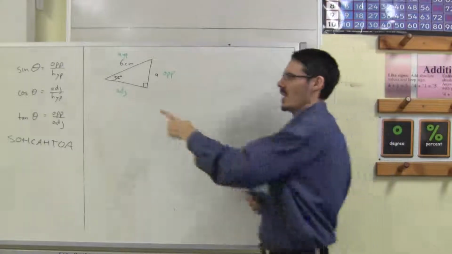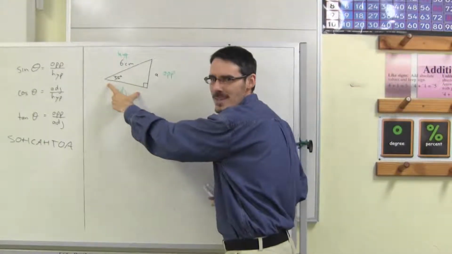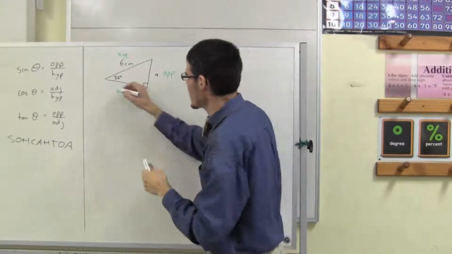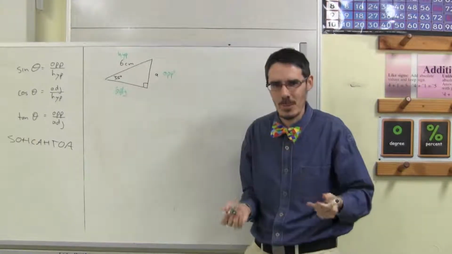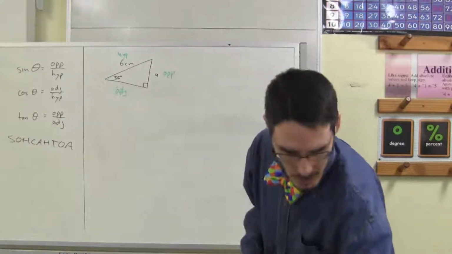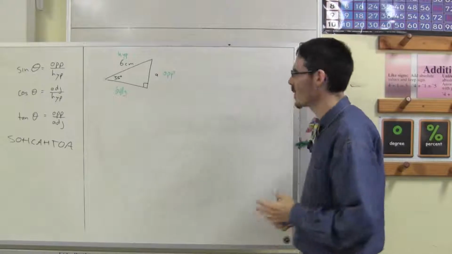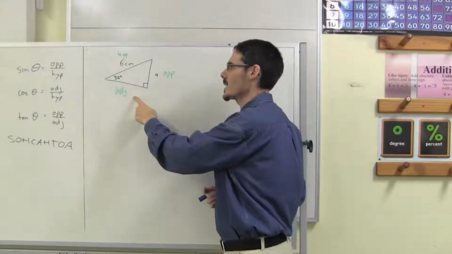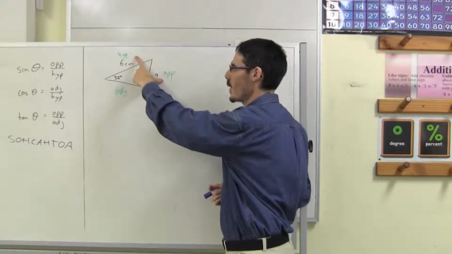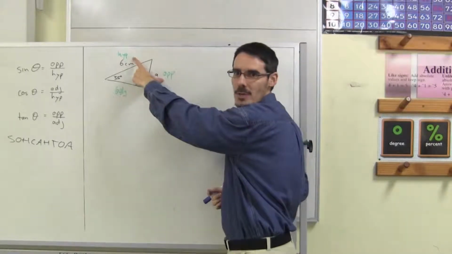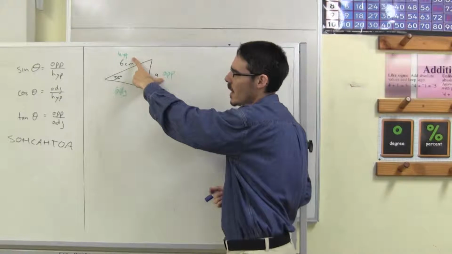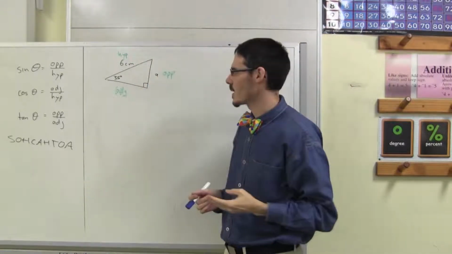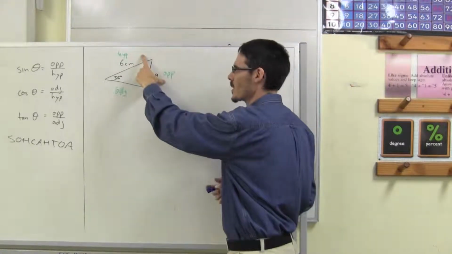But hold on, I don't even care about this side, do I? Just ignore that. It's not important. Look at what we've got left. There are two sides involved. The two sides that are involved are opposite and hypotenuse. Which of my three trig ratios involve opposite and hypotenuse?